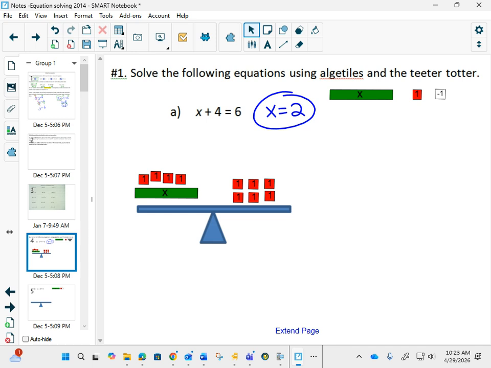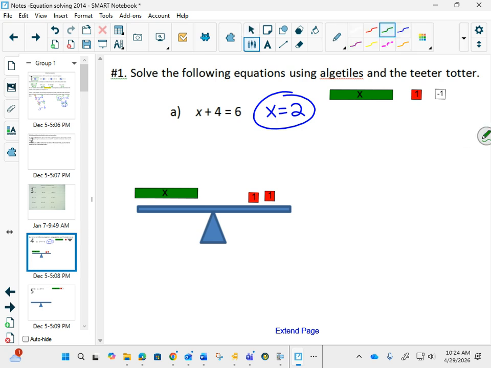Okay. But does it make sense that if I take off 4 of these ones, I'd have to take 4 on that side off? Sort of like Indiana Jones. If you take 4 and 4 off, it would stay balanced. So I'm going to take off 1, 2, 3, 4 on this side. I'm going to take off 1, 2, 3, 4 on this side. It would still be balanced. And now what does my equation look like?